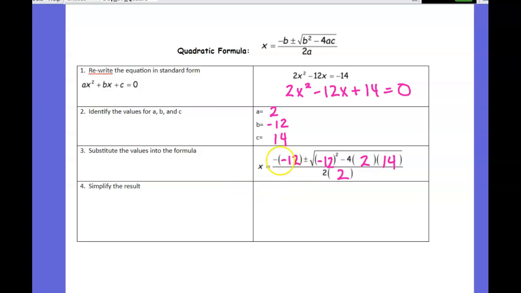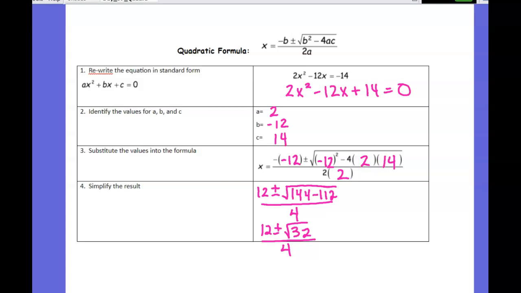So -12 is actually +12, plus or minus the square root. -12 squared is 144, minus 4 times 2 times 14, which is 112. So we're going to subtract 112, and we're going to divide that all by 4. When we simplify that, we've got 12 plus or minus the square root of 32 divided by 4.